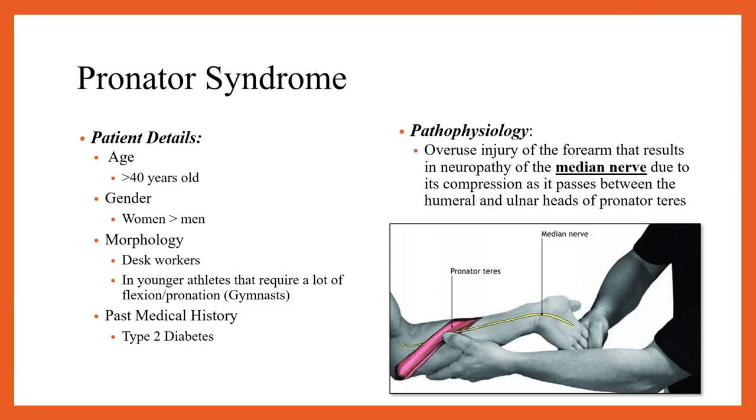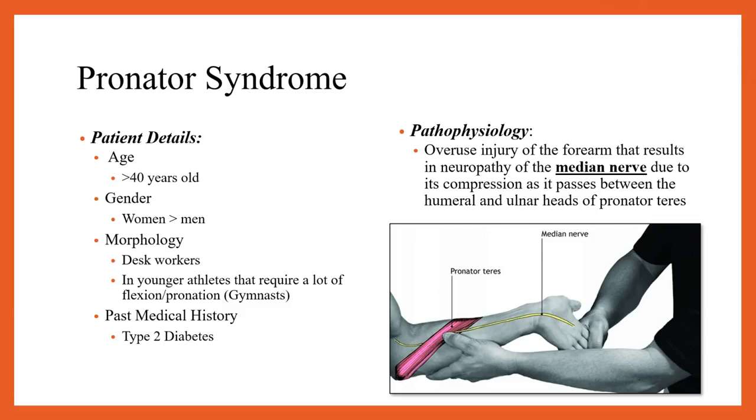This is going to be an overuse injury of the forearm from neuropathy of the median nerve as it gets compressed as it passes through the humeral and ulnar heads of the pronator teres. So it's a pronator type issue. The median nerve runs through the pronator teres. With too much stress or hypertrophy of the pronator, you may get this type of injury. Age greater than 40, women greater than men, desk workers again, and younger athletes that require a lot of flexion and pronation, like gymnasts, for instance, they may get this. And again, past medical history may be someone with type 2 diabetes.